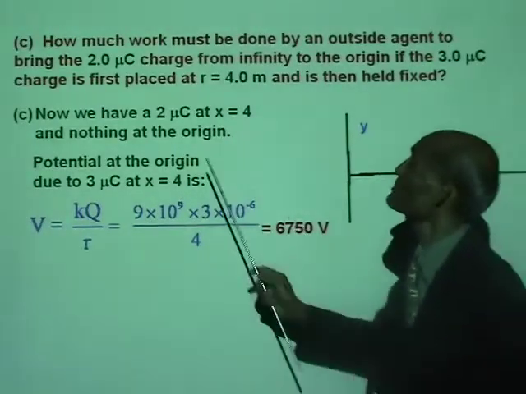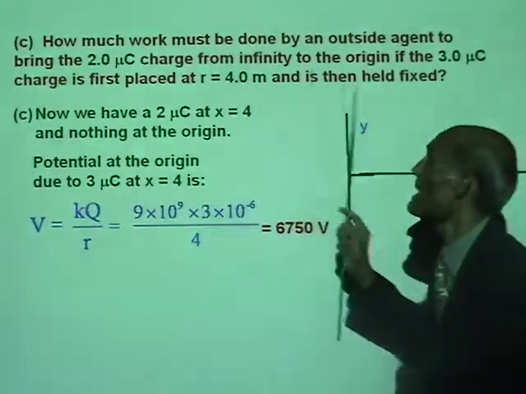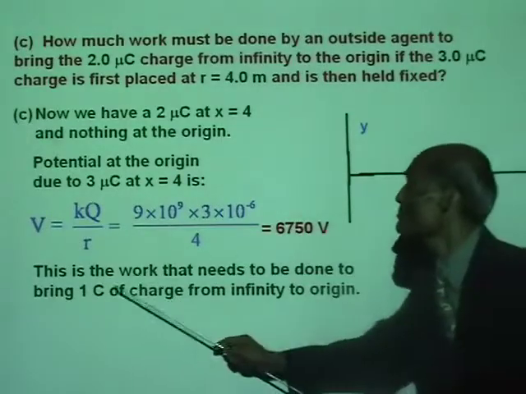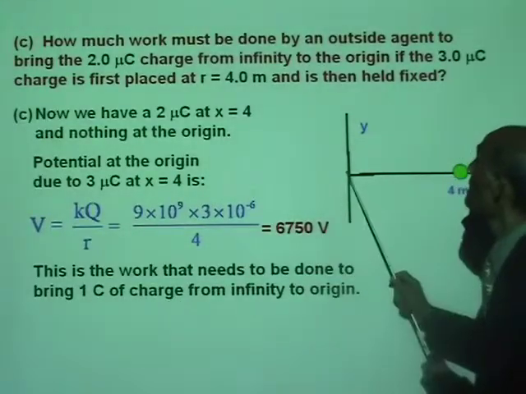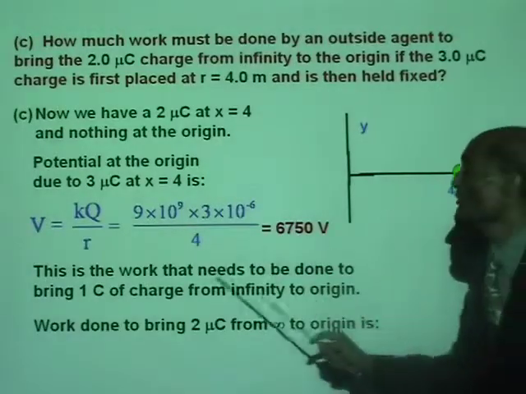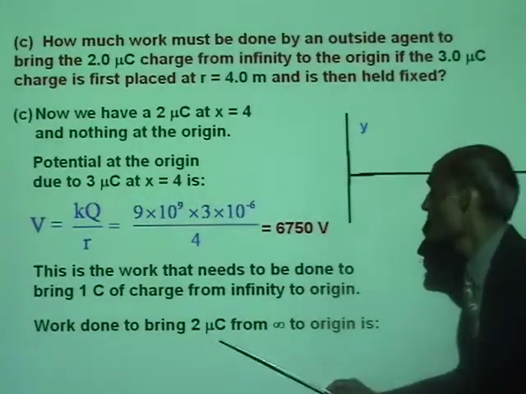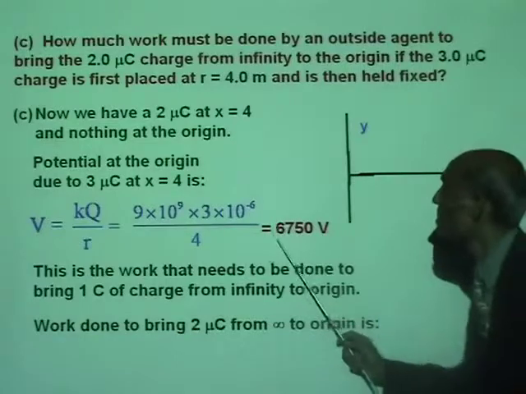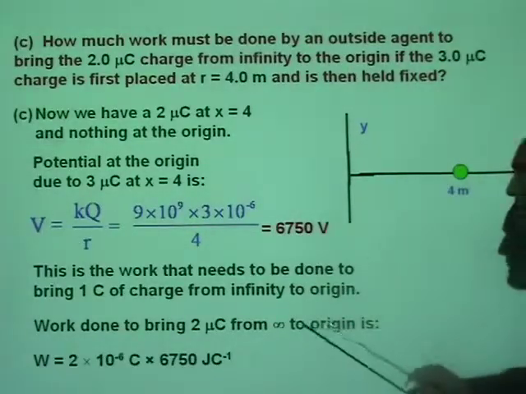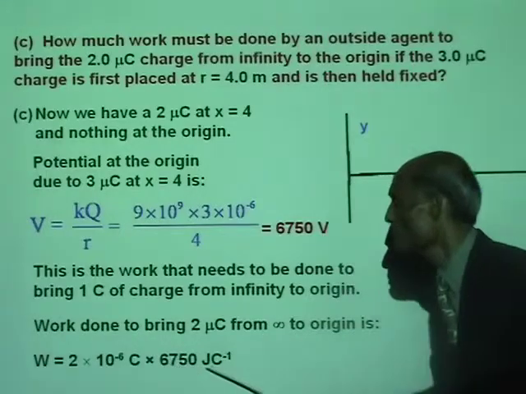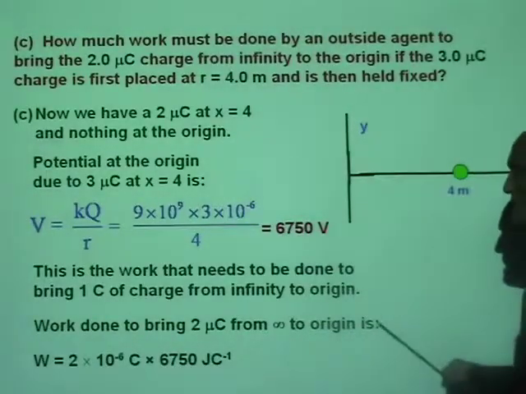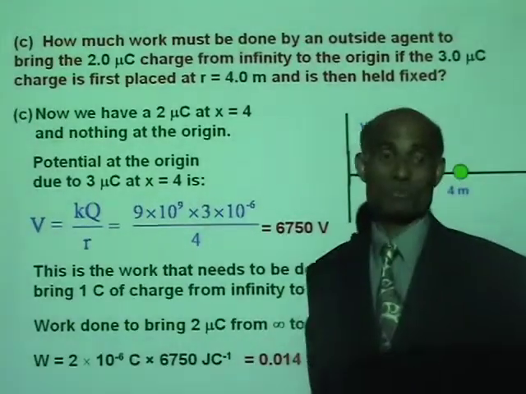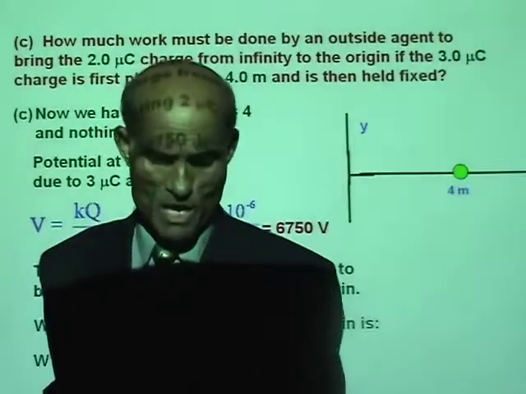And therefore, how much work needs to be done to bring this 2 microcoulomb from infinity? So this is the work that needs to be done to bring 1 coulomb from infinity to the origin. Therefore, work that needs to be done to bring 2 microcoulomb from infinity to the origin is this multiplied by 2 microcoulomb. So that will be 2 microcoulomb multiplied by 6,750 joules per coulomb. That is 0.014 joules. All right. They are beautiful problems.